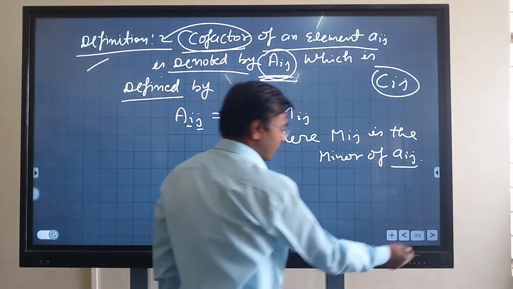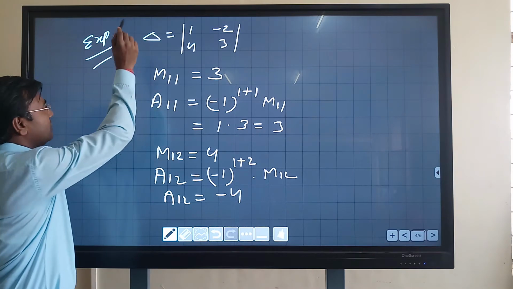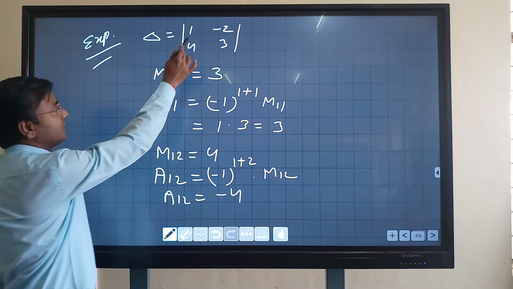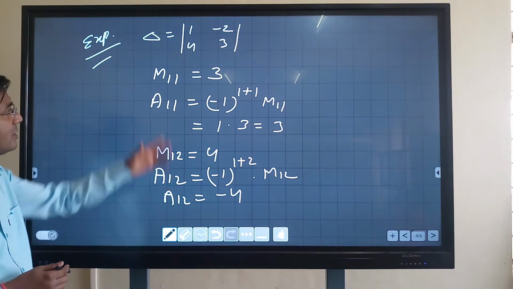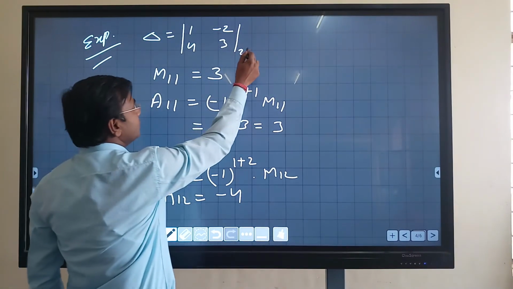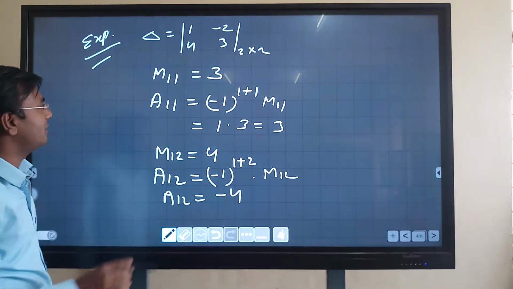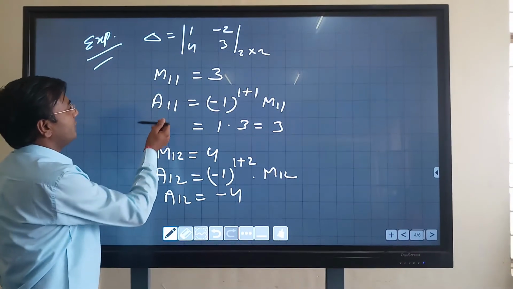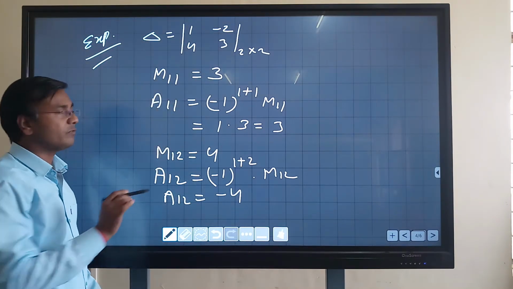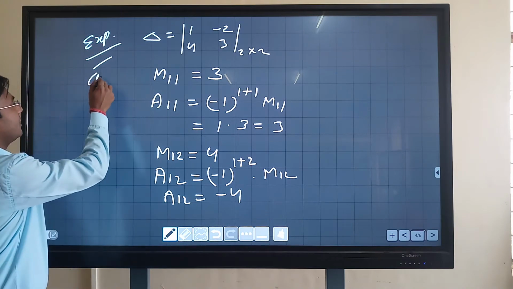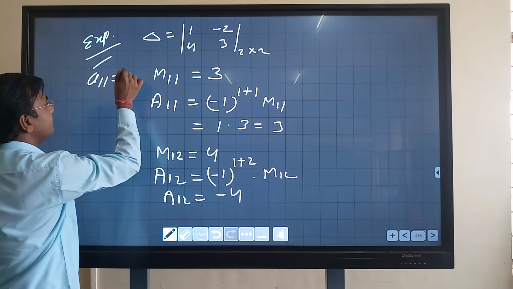Right? So let's take one example where the concept is cleared. I have taken a determinant of order 2 this time, because I have already taken a determinant of order 3. So this time of order 2: 1, minus 2, 4, 3. In fact, it is even an example in NCERT. So here we have to find M11. First of all, we have to write a11. What is a11? a11 means 1.